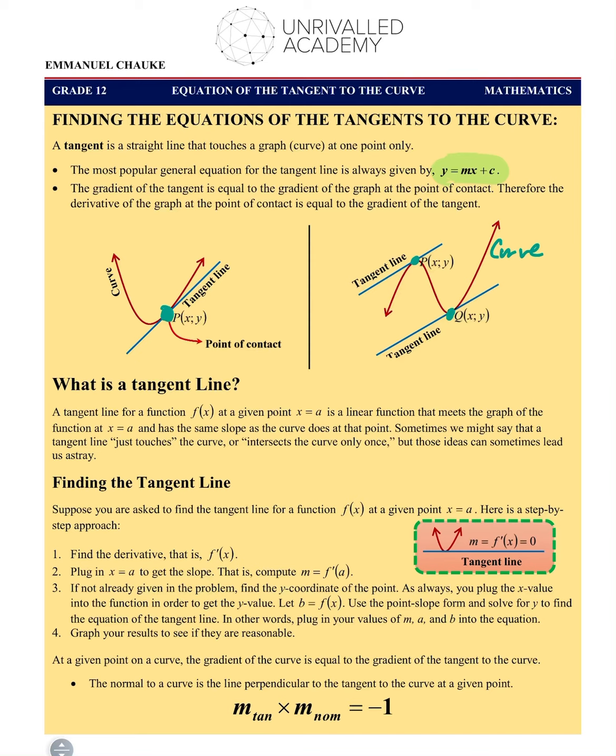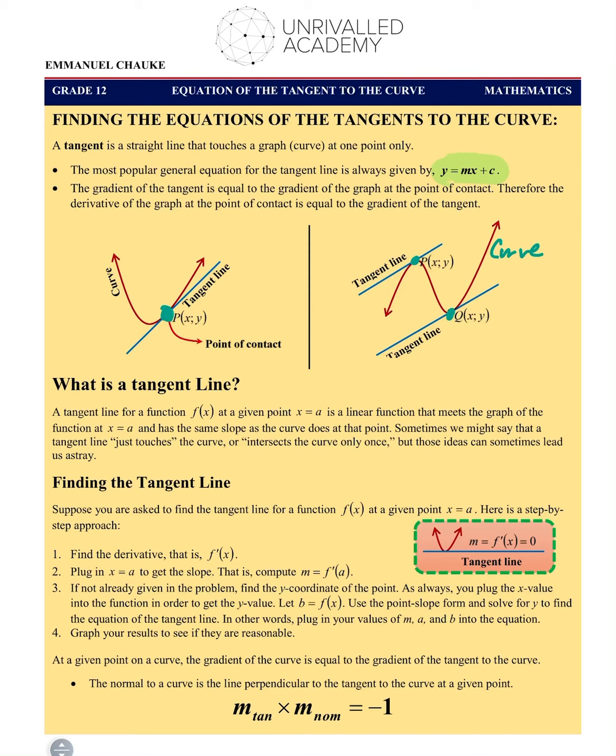You need to know how to define what a tangent is. I've defined it for you, and you can go through that. What I want to explain more precisely is the steps for finding the equation of the tangent line. Suppose you are asked to find the tangent line for a particular curve, or a particular function f, at a given point. We're going to give you a point, x equals something.